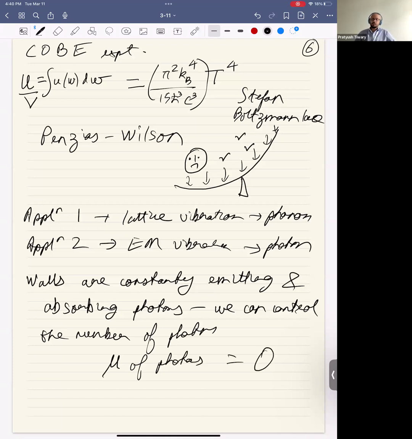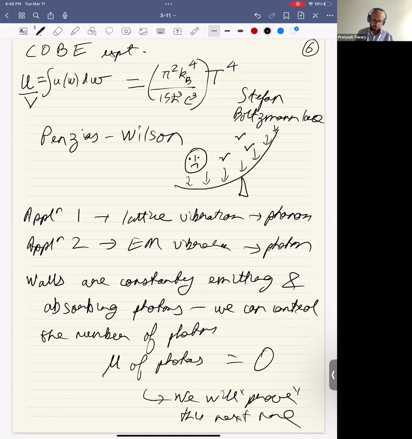In other words, the chemical potential of photons is 0. And I will prove this a bit more carefully next time when we meet. You should remember to ask me to prove this. We will prove this next time, why this turns out to be the case. I will give you some more intuition.